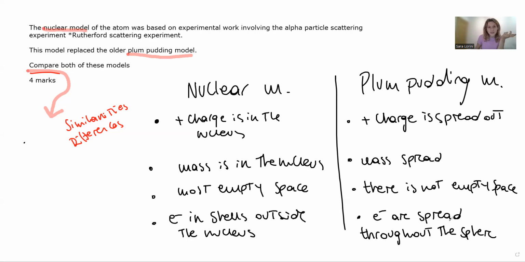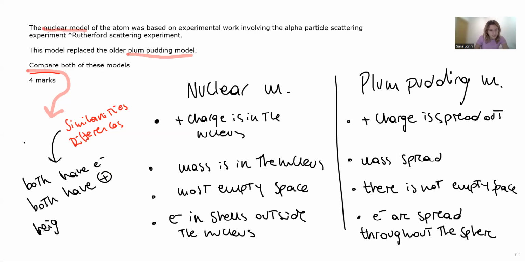But what else do they have in common? Let me write it here. Both have electrons. Both have positive charge. Neither of them, so wrong wording, neither of them predicts the existence of the neutrons.